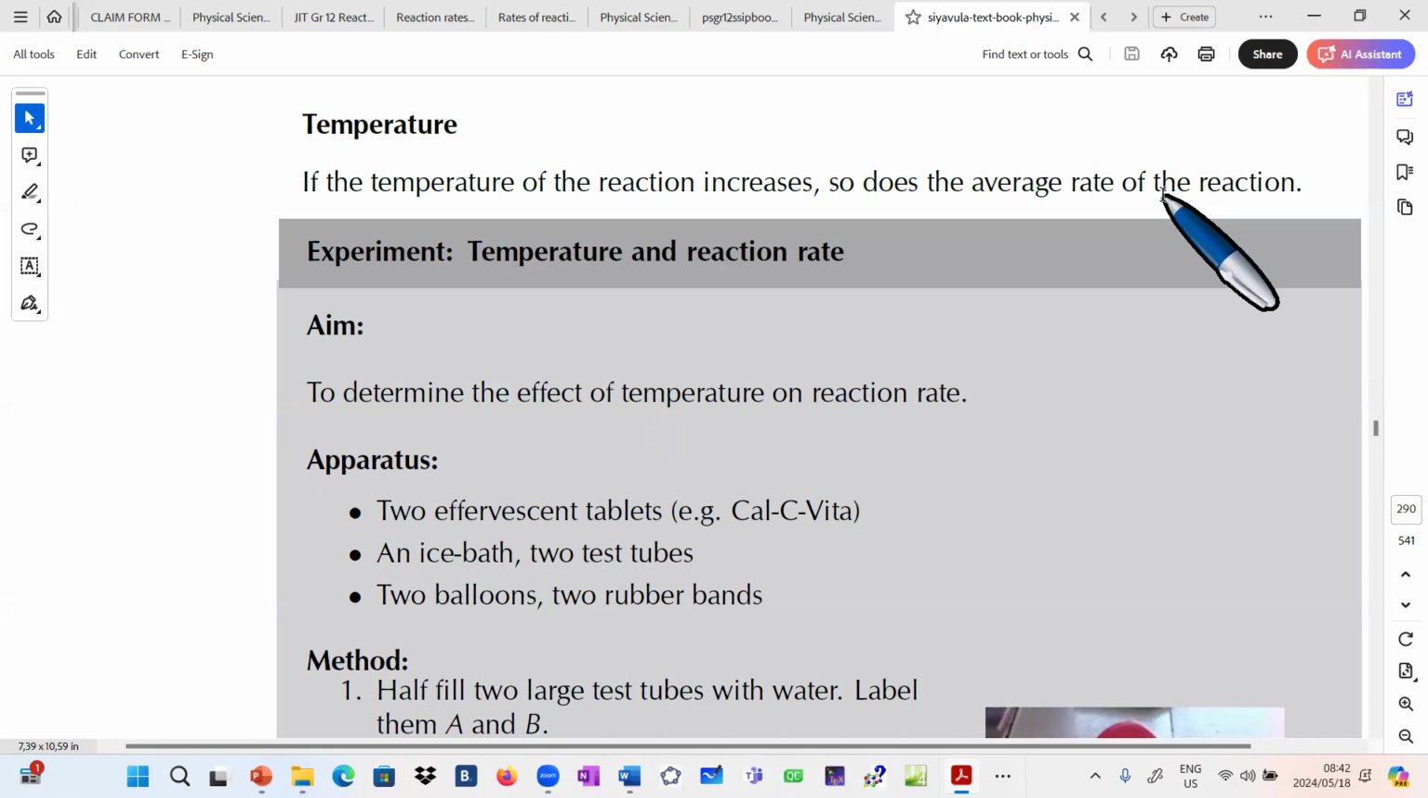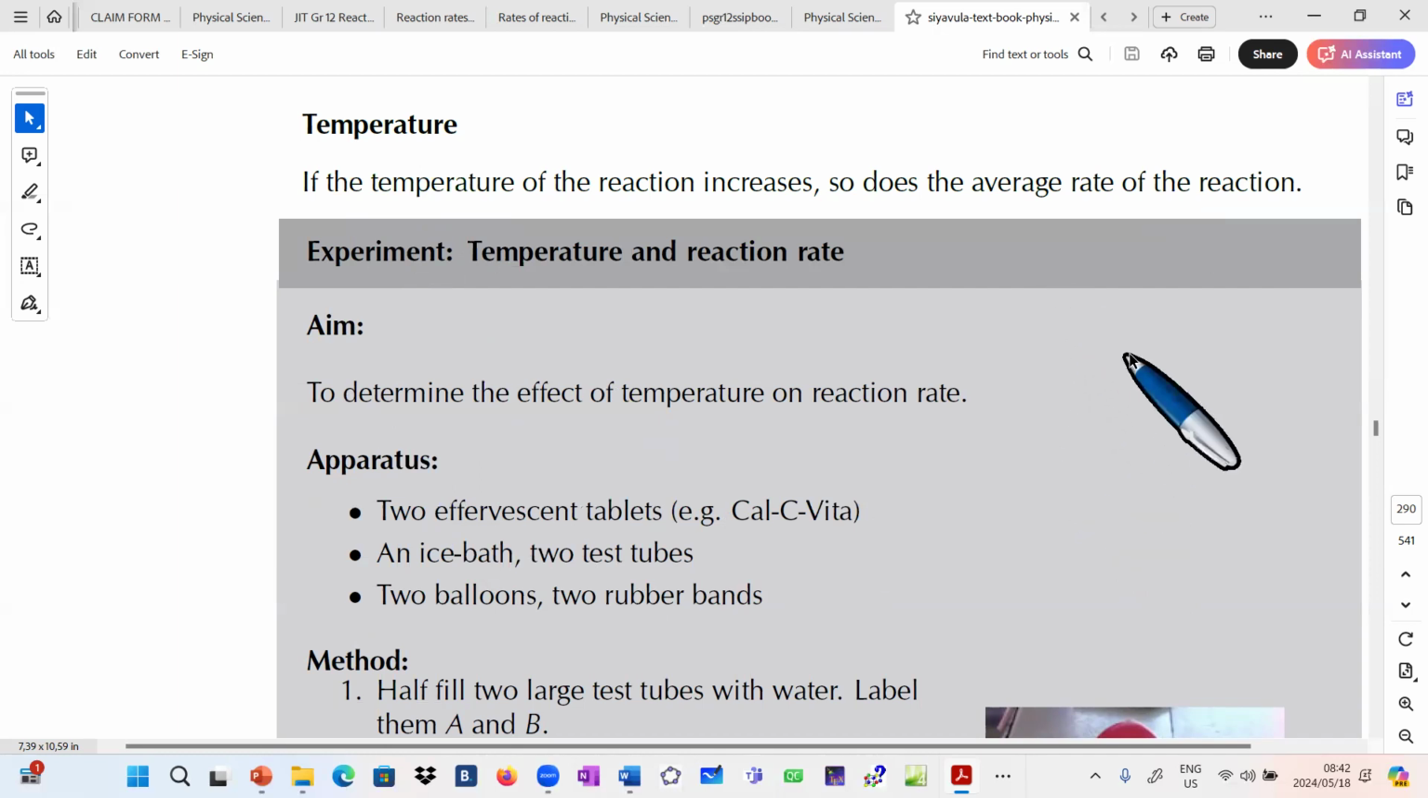But obviously, we know the different types of reactions, like exothermic and endothermic, and so on, and we shall take that into account. But we're looking at temperature as a factor that affects reaction rates.